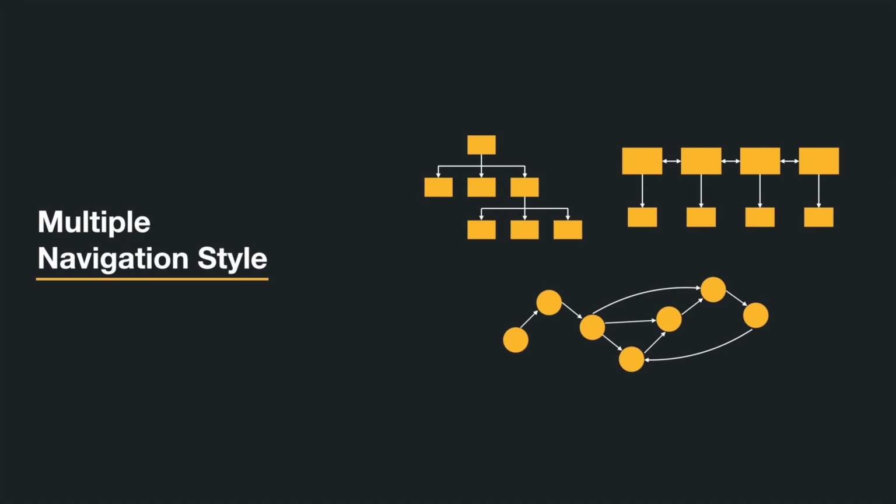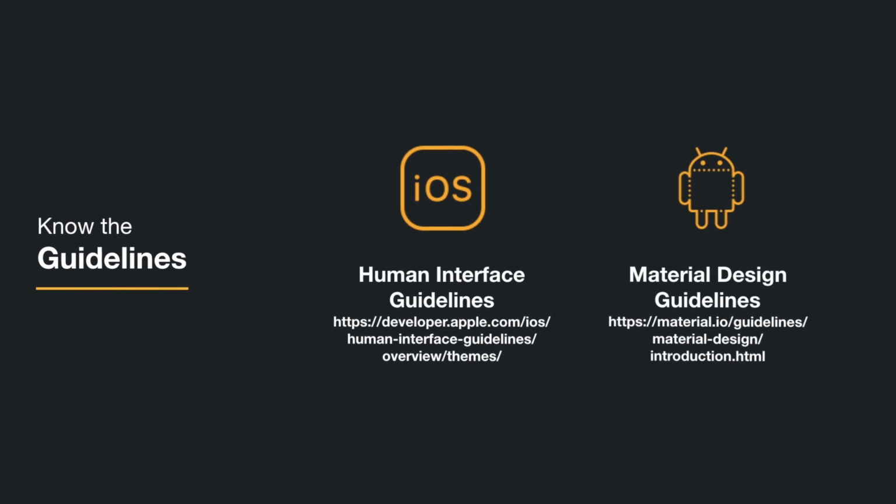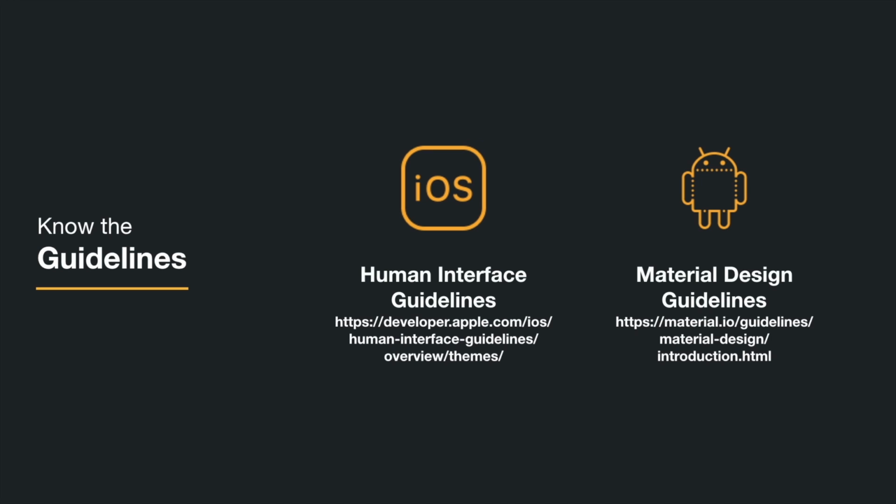Of course, you can also use multiple navigation styles in your design. It doesn't mean you need to follow one navigation style for your app design. Know the guidelines. Human interface guidelines for iOS and material design guidelines for Android. Know the platform guidelines clearly. You can break the guidelines, but before breaking, you really need to understand and you need to have a strong use case to break. Don't just break without understanding the guidelines.